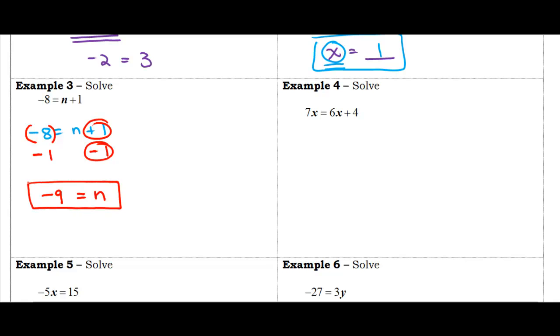Someone said negative 7. Isn't that negative 8 plus 1? But this is negative 8 what? Minus 1. Minus 1. Be careful.